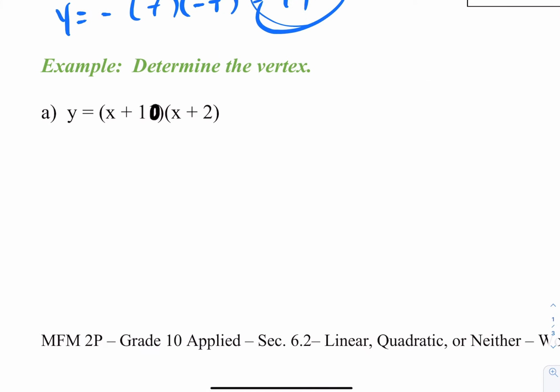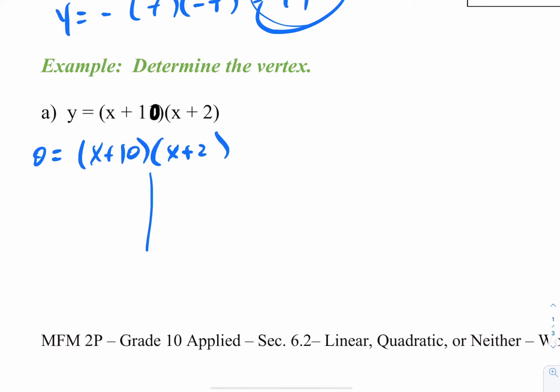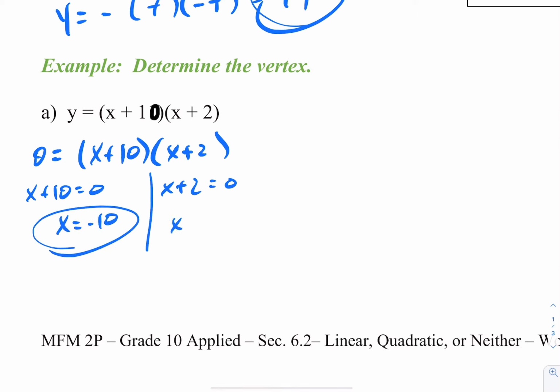So same idea, I want to find the vertex. So before we find the vertex, I have to be able to find the roots. So you set y equal to 0. Either x plus 10 is 0 or x plus 2 is 0. So two possibilities. Set x plus 10 to 0, set x plus 2 to 0. So in this case, x is negative 10 or x is negative 2.